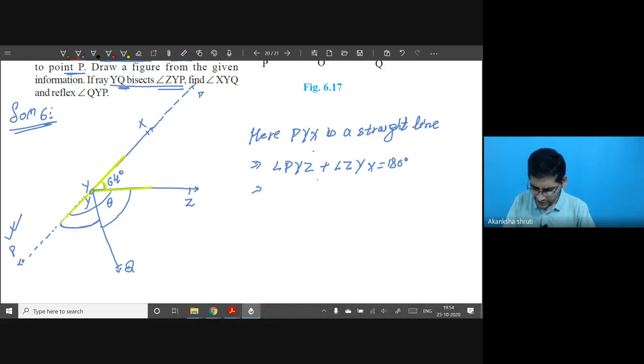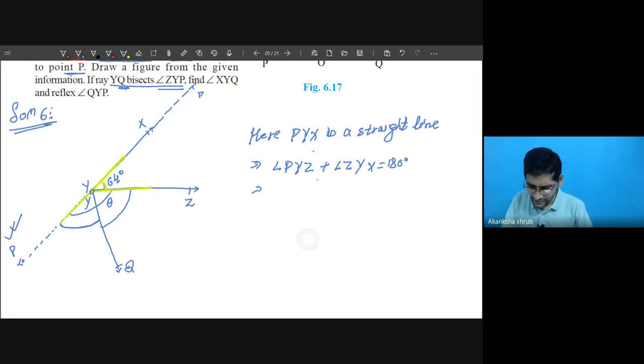We have assumed this, denoted this as theta. For a student, writing in terms of theta or alpha or x is okay. That way we can avoid writing these bigger alphabets. Theta plus 64 degree is equal to 180 degree. So what is the value of theta? 180 minus 64. So theta value is 116 degree.